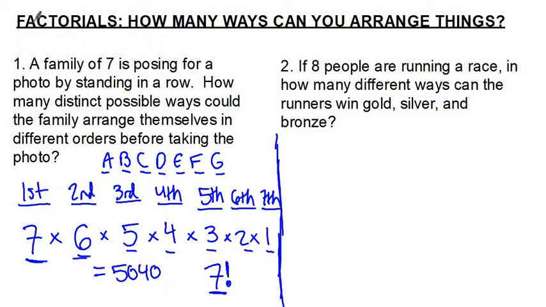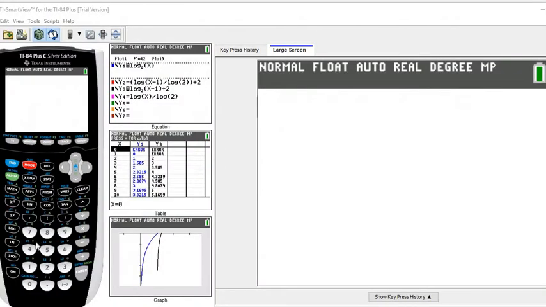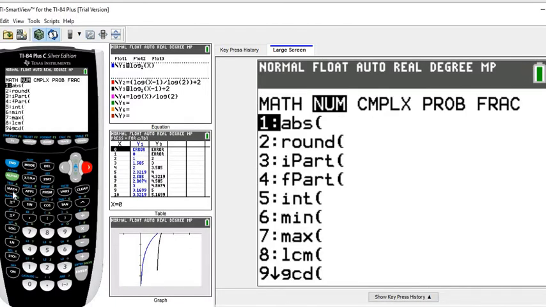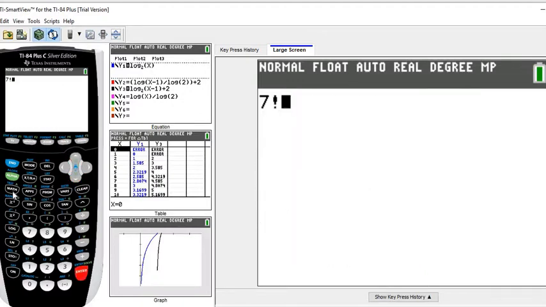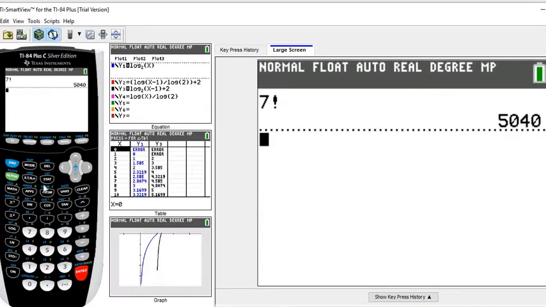Where do you find that in the calculator? Because a lot of these you're definitely not going to want to do by hand. So in the calculator you go like this. You would say 7, and then you go to math, and then you scroll over to prob, which stands for probability, and there's the exclamation right there at number 4. So you press enter, 7 factorial, and like we said, it equals 5,040.